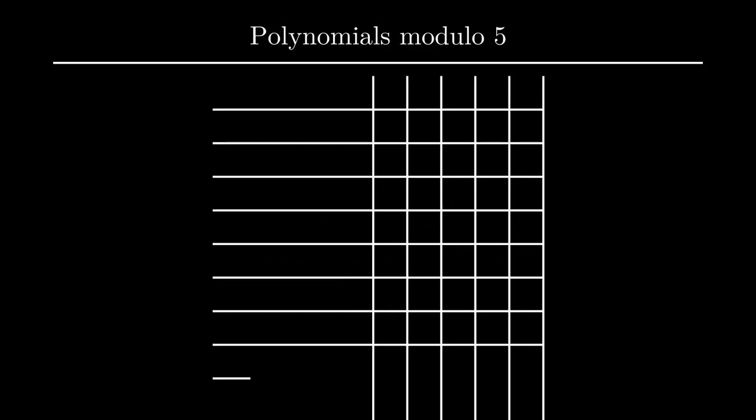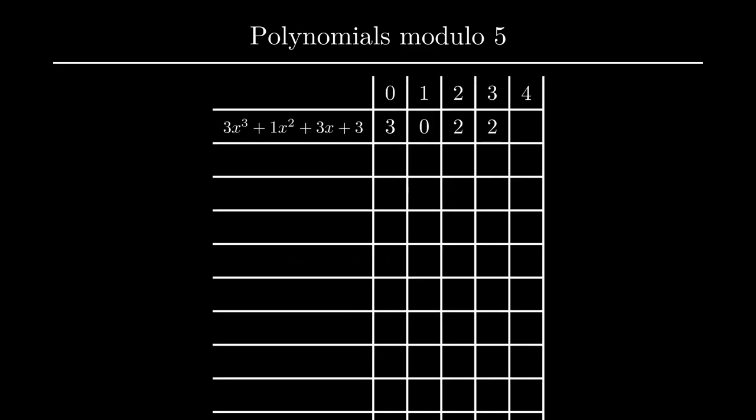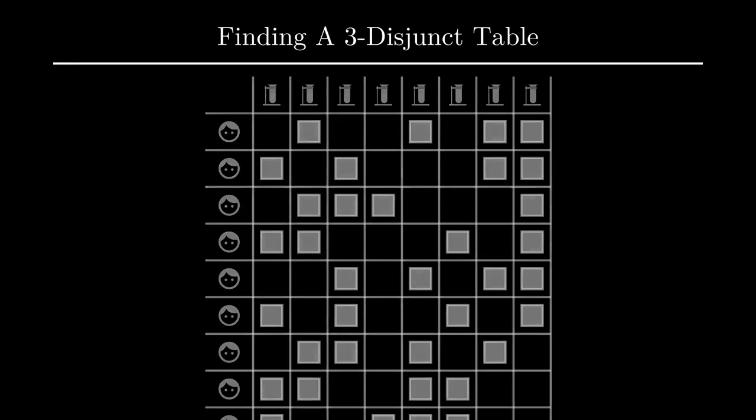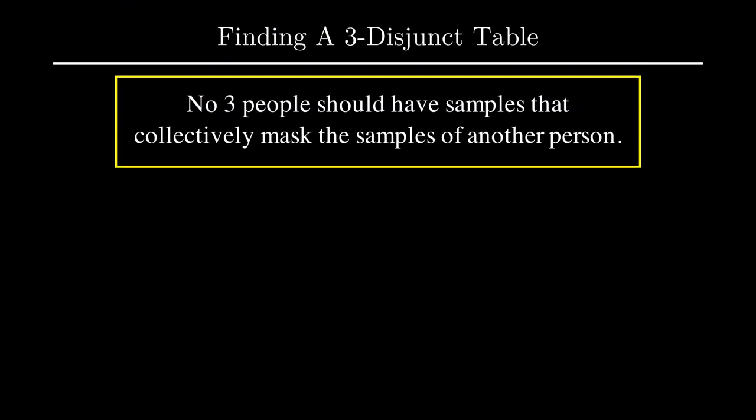Now when we create the same table, all our entries will be smaller than 5. The entries are still not zeros and ones, but nevertheless, it's back to being an interesting pattern, especially because there are over 600 rows in this table, and yet no two rows have a distance less than 2. We can count the number of rows by counting the number of polynomials. There are 4 coefficients in a polynomial, each one having 5 choices. So there are 5 to the 4, which is 625 polynomials. As we'll see, this kind of pattern will help us solve our original problem. To recap, we are trying to design a table that is 3 disjunct. That is, we have a table of pooled tests, but we want that no 3 people should have tests that mask the tests of another person.